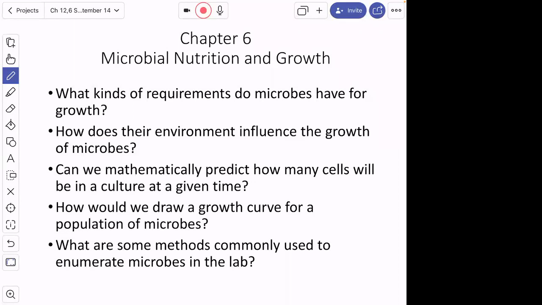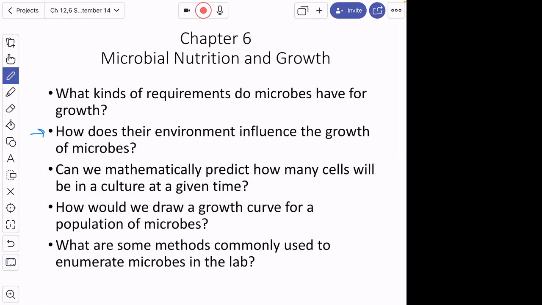So what are we looking at here as we go forward? What kind of requirements do microbes need to grow? Those are the sorts of things that we need to understand. We're going to grow organisms in the lab for sure, or if we're trying to kill them, what do we need to change in their environment? Environmental influences like temperature, pH, things like that. We'll explore some terminology there.